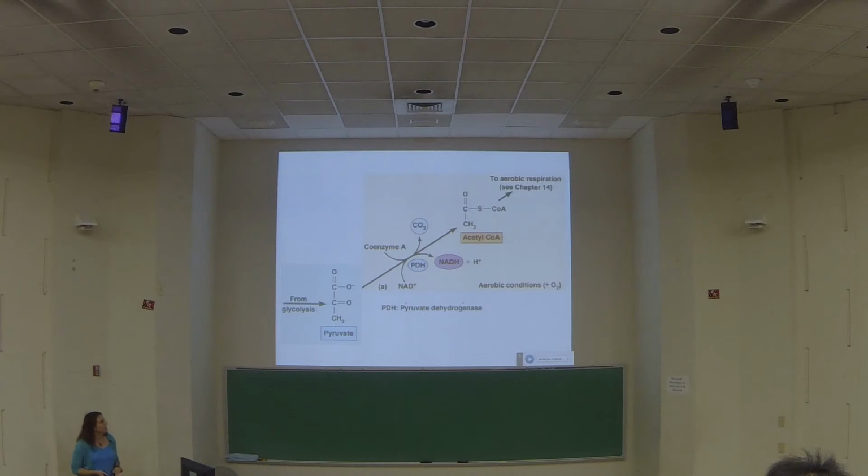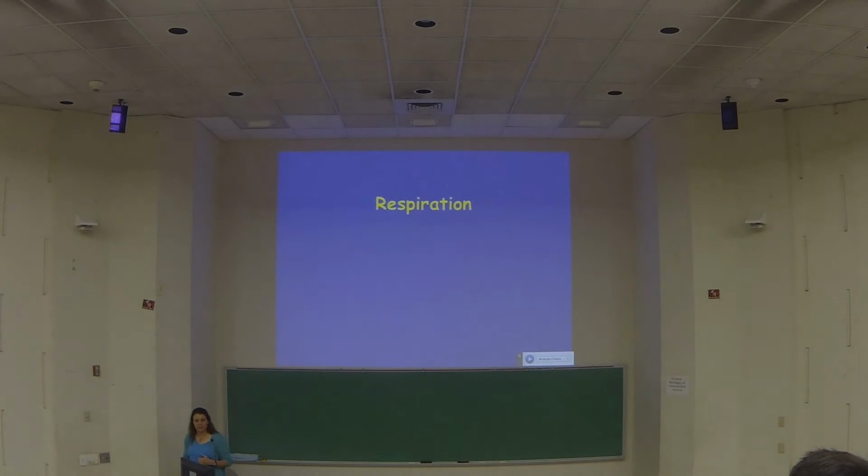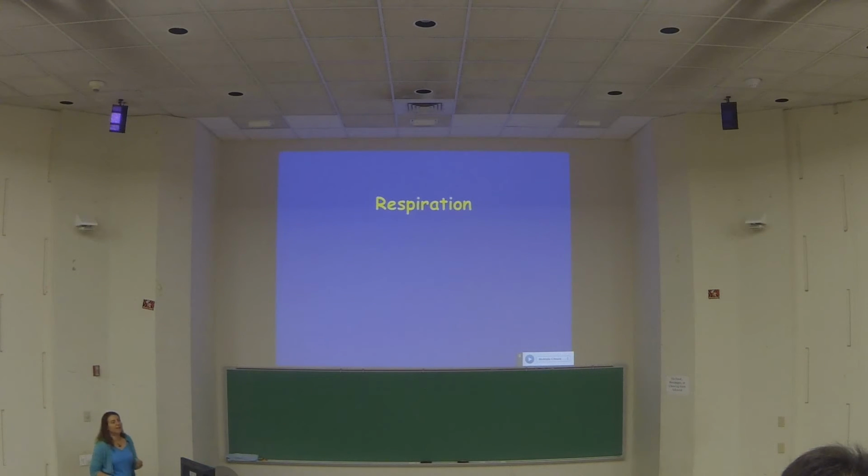So if we look at aerobic respiration, the next step then is pyruvate, coenzyme A. We produce a molecule of CO2, a molecule of NADH, and we end up with acetyl-CoA. The enzyme pyruvate dehydrogenase does that. All right, so then we're ready for respiration. We're in the mitochondria, we have the pyruvate in the right form. Let's generate a bunch of ATP.